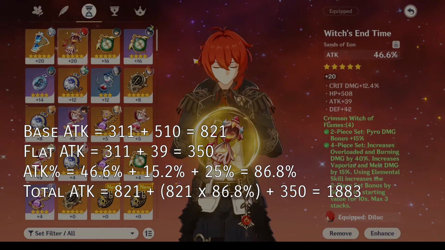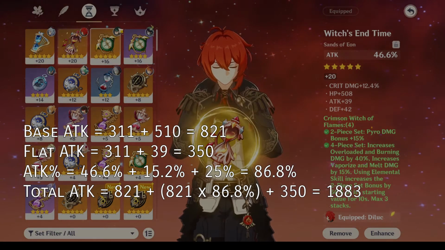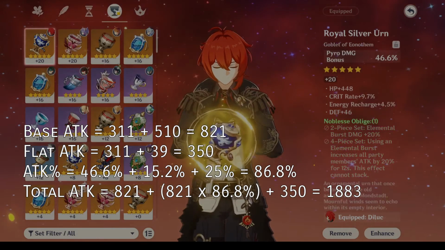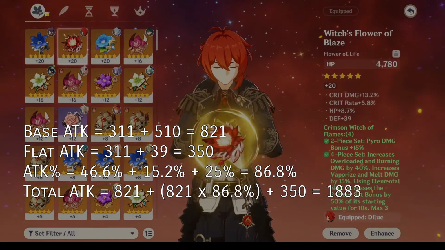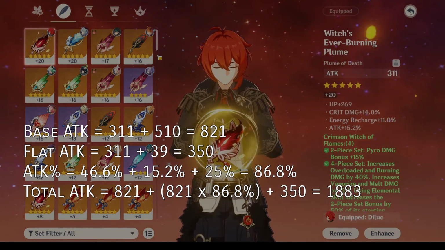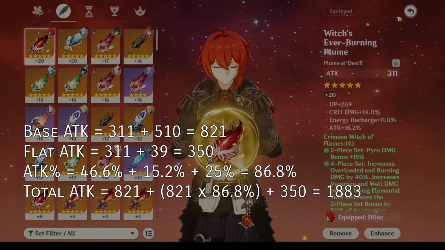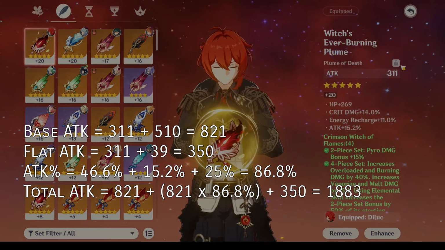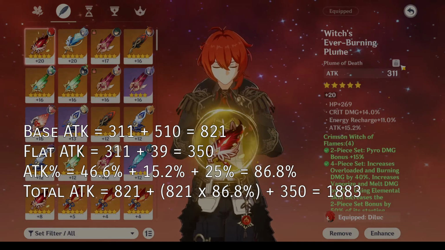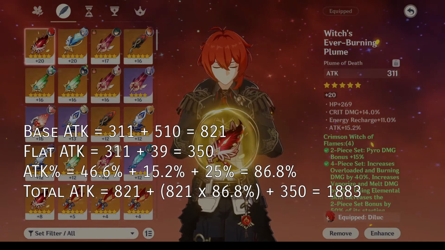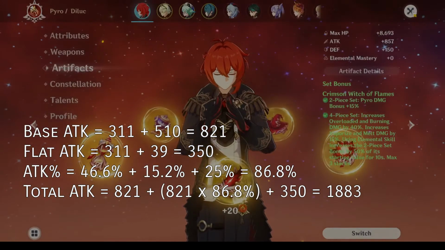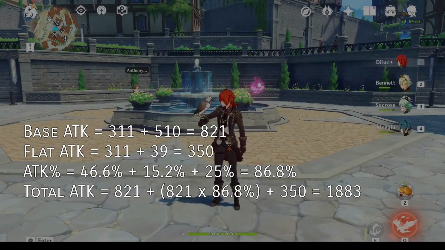Then we need to add the attack percentages. So I've got 46.6% on the hourglass, plus I've got the 15.2% that I'm getting from the substat on the feather. And then I've got 25% bonus from the pyro resonance that I've got right now because Bennett is in the party, and that's going to give us the 86.8% attack. So you can see here, total attack is 821 plus 821 times 86.8% plus 350, which equals the 1883 attack that we saw on Diluc's sheet.